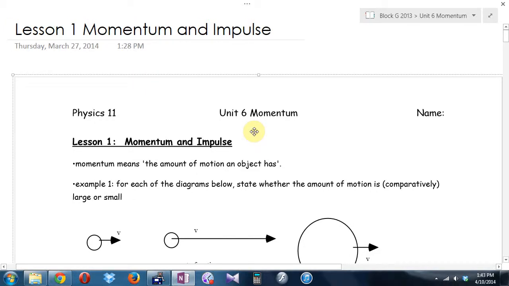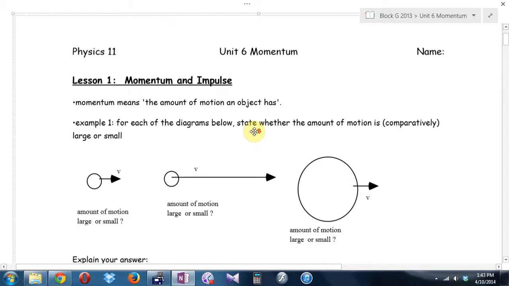Lesson 1, momentum and impulse. Momentum is a fancy physics word. It also means something in English. We talk about sports teams having momentum. In physics, it's the amount of motion an object has. It's how much motion an object possesses. And it turns out the amount of motion an object possesses depends on two things.